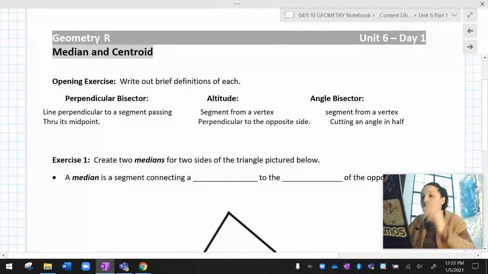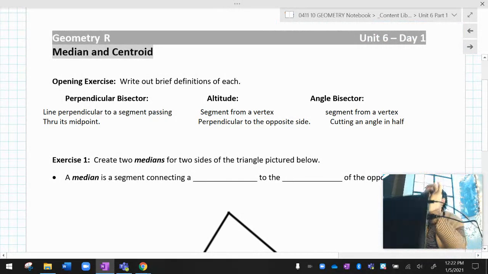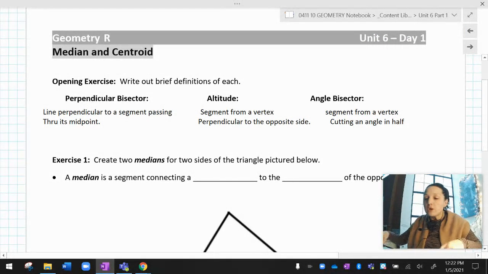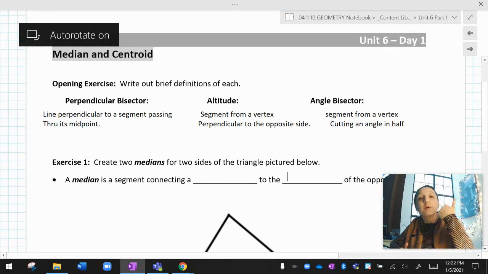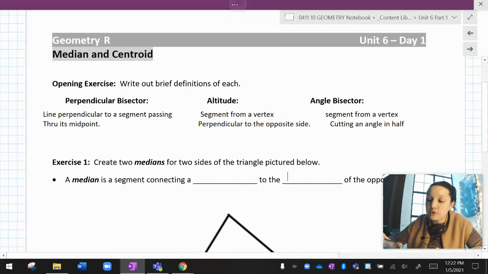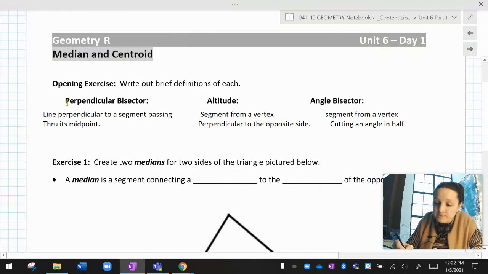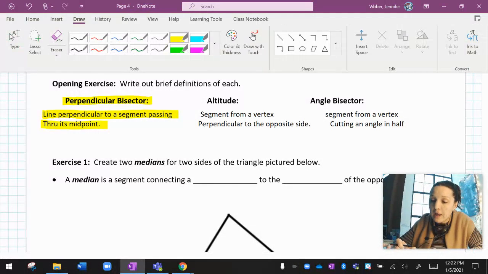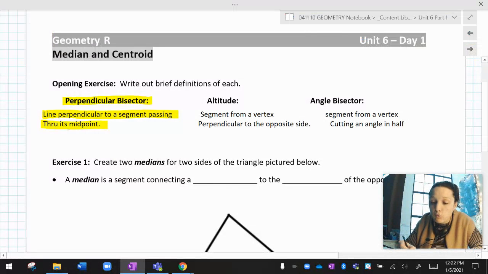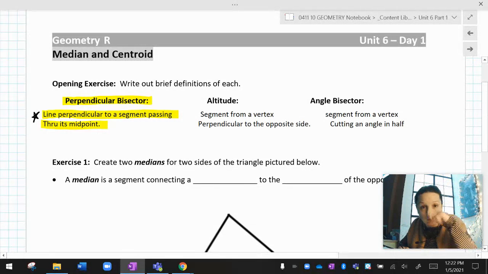On your paper, this stuff is not all typed out. Let me flip my computer here. You need to make sure you understand the difference between a perpendicular bisector, an altitude, and an angle bisector. A perpendicular bisector is a line perpendicular to a segment passing through its midpoint. And when it comes to a triangle, I want you to write out this definition. I'm giving you time to write.